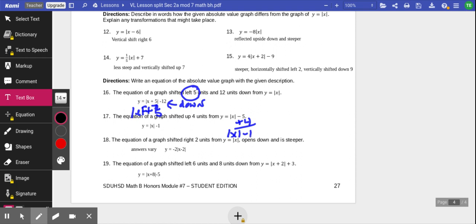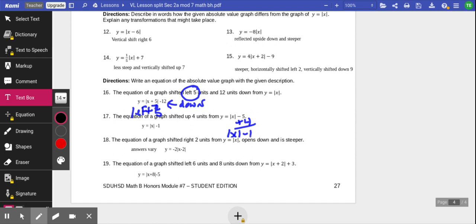Next one. The graph is shifted to the right 2. So I had to subtract 2 from what's inside. And opens down, so I had to put the negative, and then it's steeper. So I just had to pick a number that's bigger than 1. Again, you could put a 3 or a 4 or a 5. It wouldn't matter as long as it's bigger than 1.